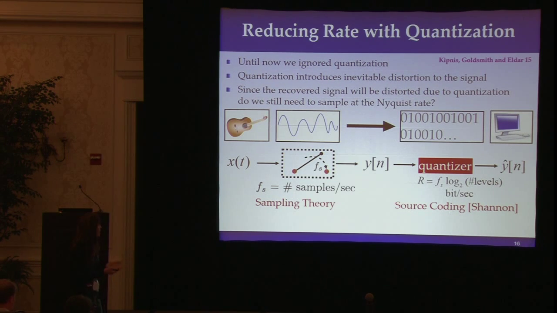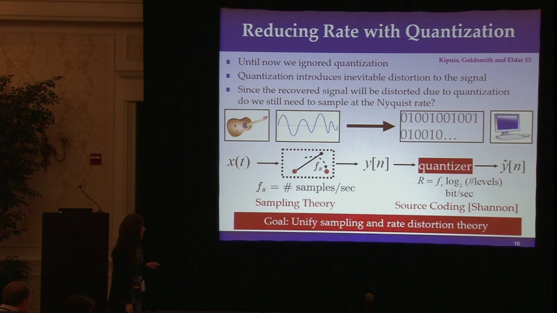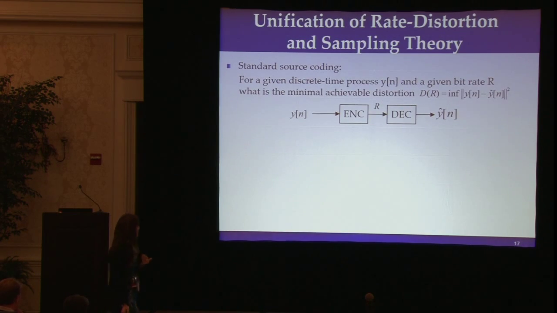It looks at a signal that is discrete in time but continuous in amplitude and converts it to a signal that has a fixed number of bits. And then, of course, it looks at the distortion between the recovered output and the original input. So basically what we would like is to unify the two, to look at the rate distortion of a continuous time input.